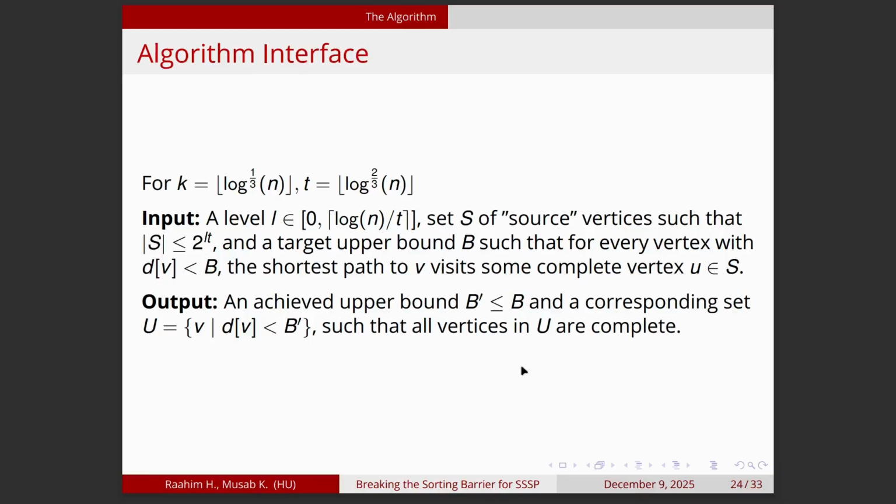Now, the output is supposed to be an achieved upper bound, B prime, and this might actually be B itself. And what this upper bound tells us is that for every vertex with distance less than B prime, you have actually managed to complete those vertices, that our estimate of its distance is the actual shortest path distance.